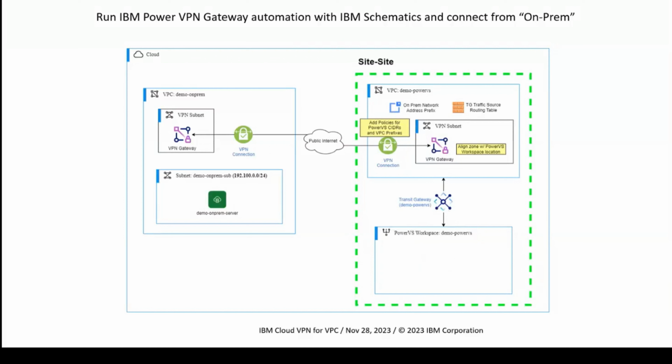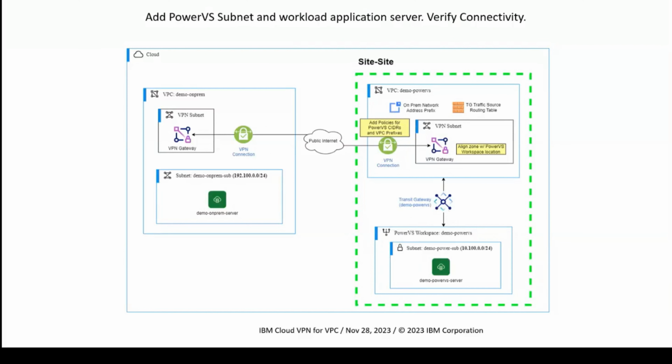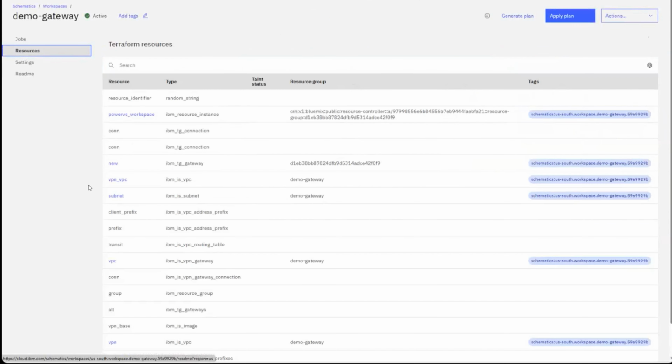So what we need to do now is put something in our Power VS workspace that we can test with, that we can connect to. So we want to create something that looks like this. We're going to do this manually. So we'll go pull the Power VS workspace up, and then we'll go over and create a subnet and a virtual server over there. So I'm going to use the resources tab here, and there's a link for Power VS workspace.